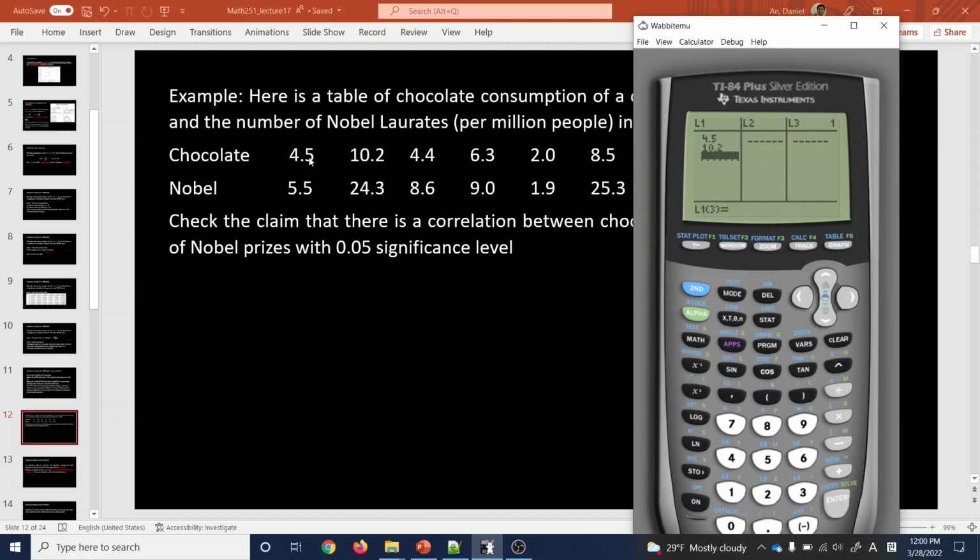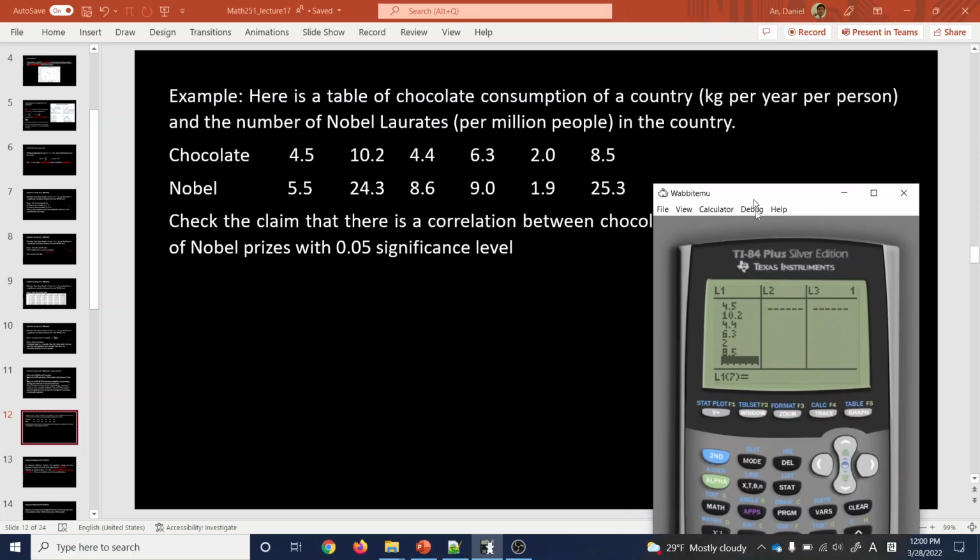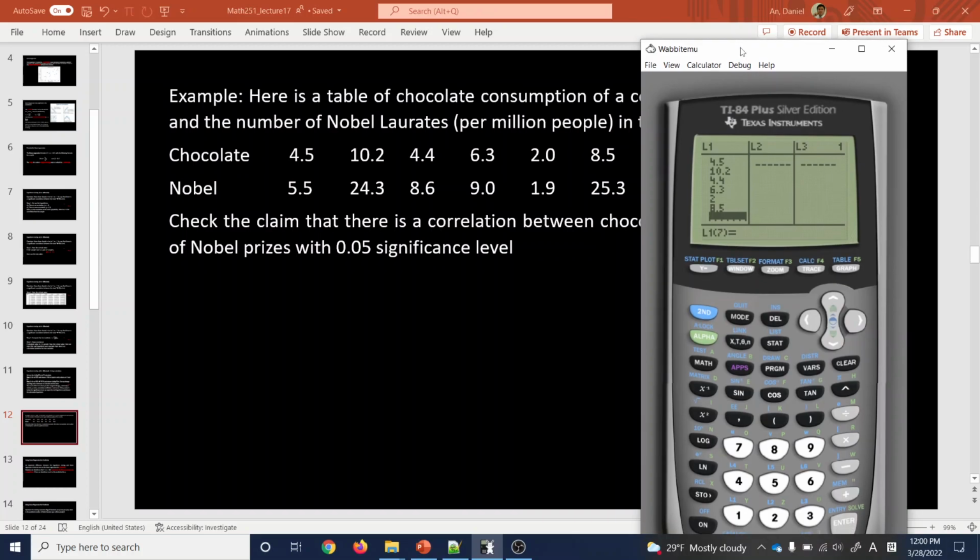Right? So chocolate will be our X value. 4.4, enter, 6.3, enter, 2.0, enter, 8.5, enter. Is that all? Yeah, that's all. Okay, so we have 6 data points. Now let's move on.